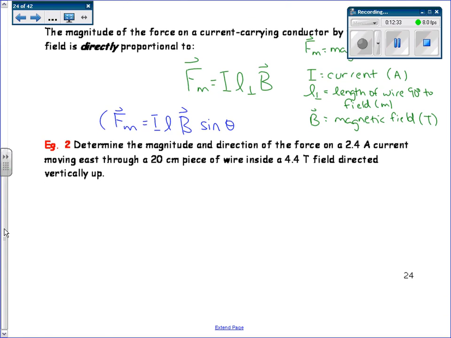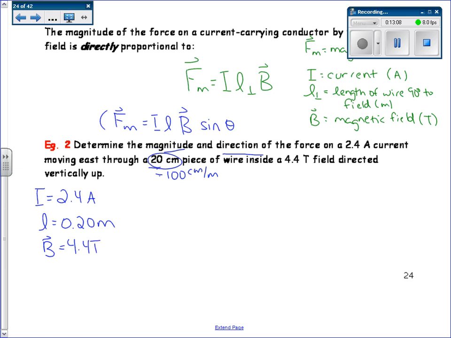Determine the magnitude and direction. So we want to use the formula, and then we're going to use our hand rule, of the force on a 2.4 amp current moving east through a 20 centimeter piece of wire inside a 4.4 Tesla field directed vertically up. I'll learn to speak one day. So current is 2.4 amps. The length of the wire, we need this in meters, so we divide by 100 centimeters per meter. So that's 0.20 meters. And the magnetic field is 4.4 Teslas.